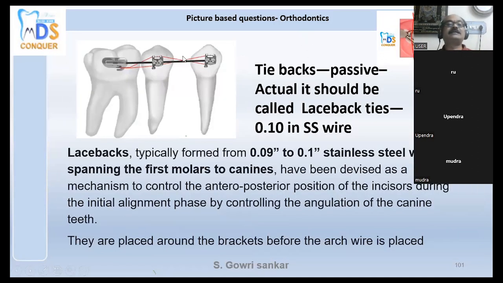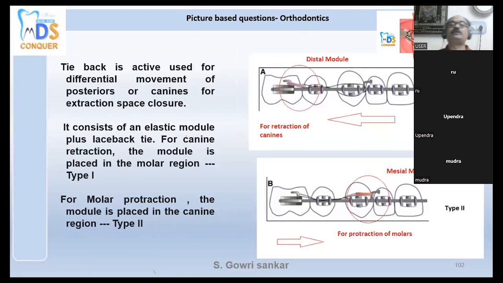So the tiebacks, if they are not having any module, are called passive lacebacks. Instead of tiebacks, we call them lacebacks, usually to prevent the tipping of the anterior teeth. They do not actually drive the teeth posteriorly. They hold the anterior teeth. In such cases, you call it simply a laceback or passive tie back.